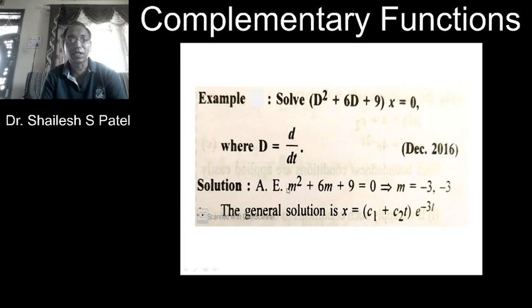So first of all, the auxiliary equation is m square plus 6m plus 9 equal to 0. We obtain m equal to minus 3 and minus 3. That means repeated roots, equal roots. So the general solution is x equal to, and here you must remember that we will write x, not y, because y is not given here. Here only x and t are given. So two roots are equal, so we will write c1 plus c2t in brackets, and once again remember not to write x here, over e raised to minus 3t. So this is the solution.